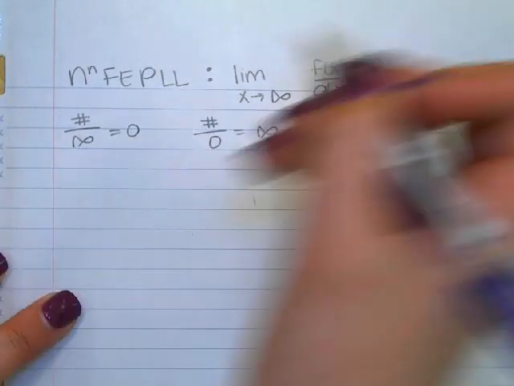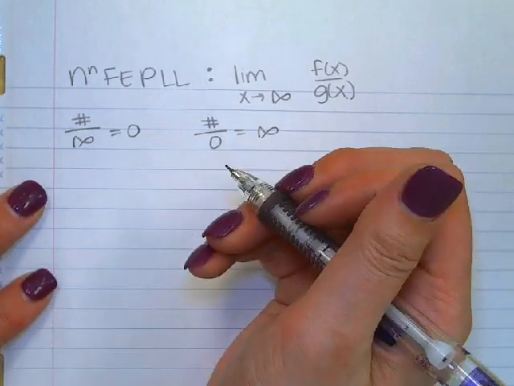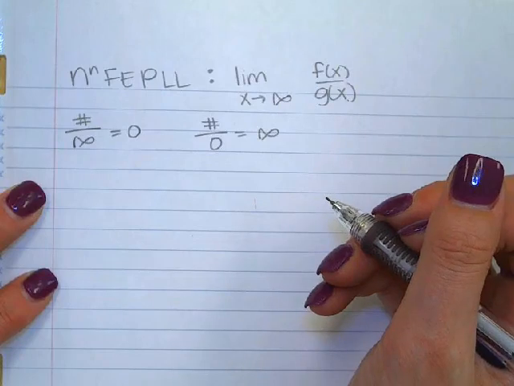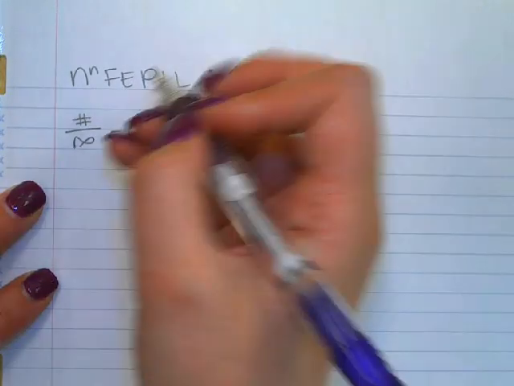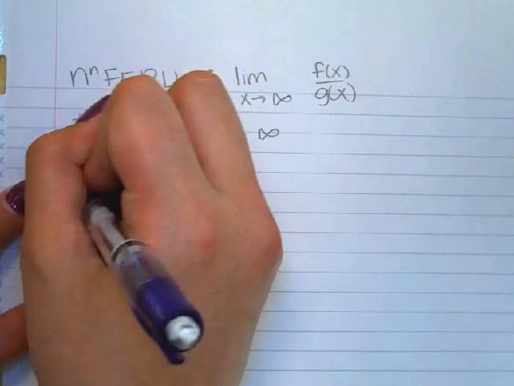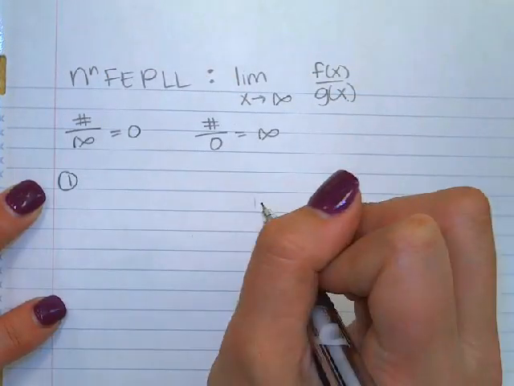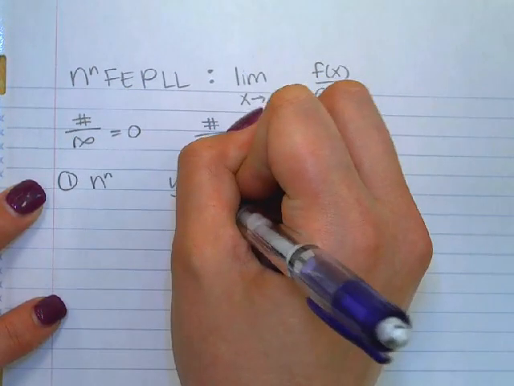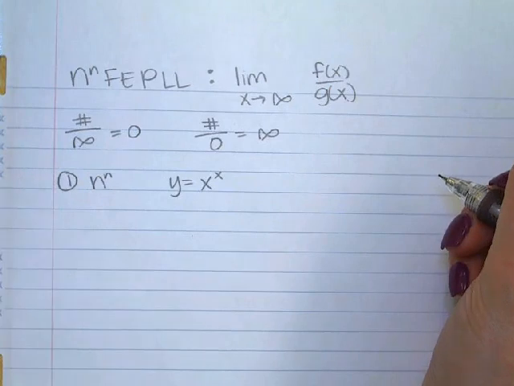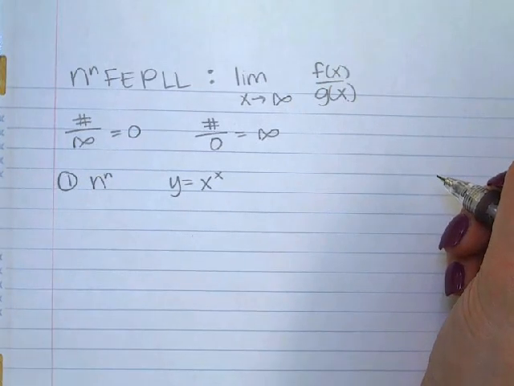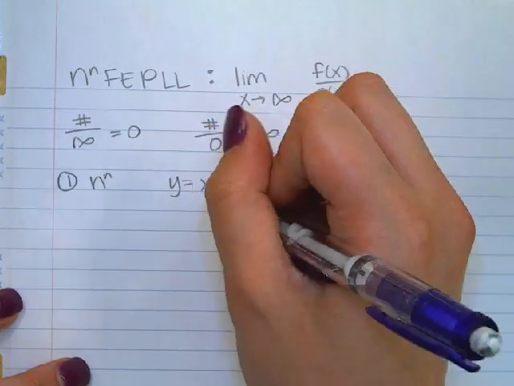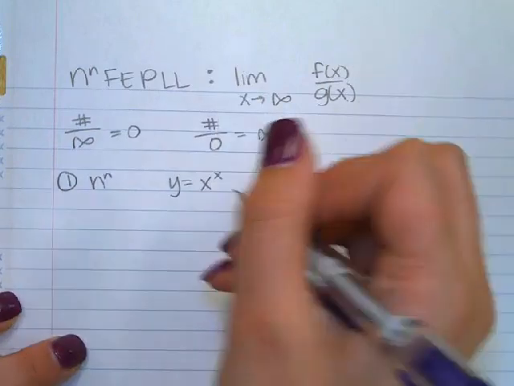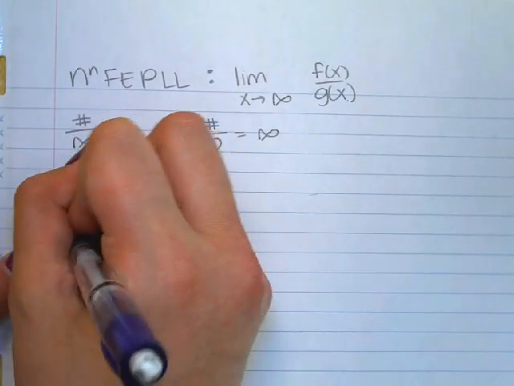Okay, so n to the n FEPLL is an acronym that teaches you which graphs grow the fastest, so that every time you do a problem, you don't have to picture the graphs in your head. You just think about where they show up in the acronym and then you know. So the function that grows the very fastest is n to the n. And an example of this function would be y equals x to the x power. So you've got 1 to the first, 2 to the second, 3 to the third, 4 to the fourth, 5 to the fifth. That is going to grow faster than anything else you can possibly think of. And that's because you've got bases and exponents changing. It just gets really large.